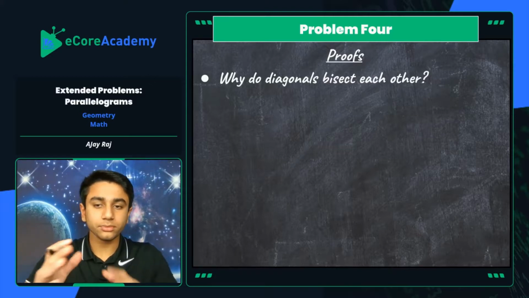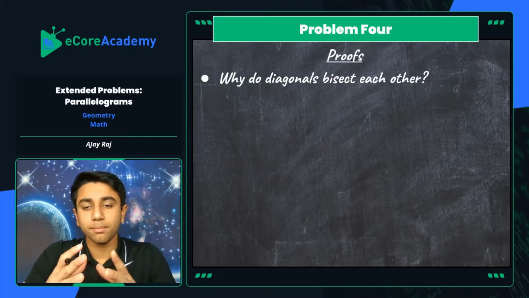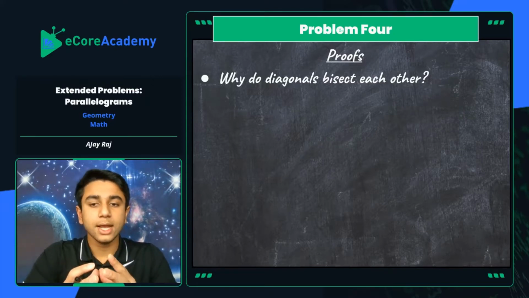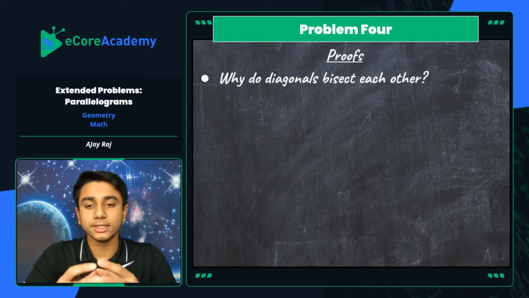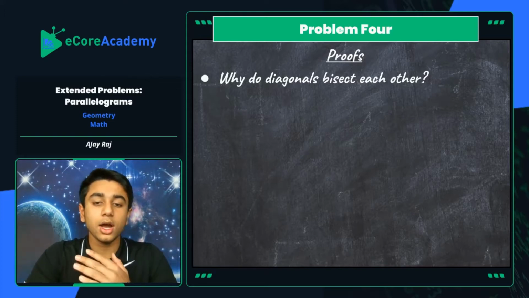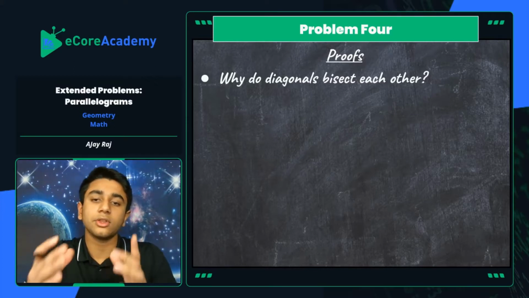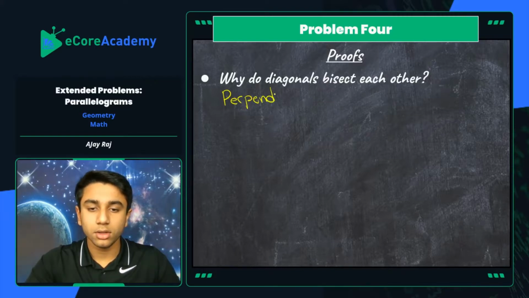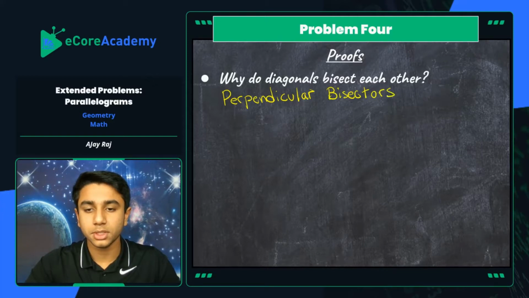So the first type of proof that we're going to utilize here is why do diagonals bisect each other? So we know the properties of parallelograms, why exactly would they bisect each other? The formal proof for this would be the fact that they are perpendicular bisectors, because when they bisect each other, we know that they form 90-degree angles. And when they form those 90-degree angles, we know that they're splitting each other in half directly. So they're perpendicular bisectors. That's the form of proof for this question.